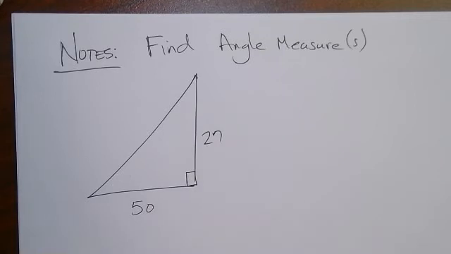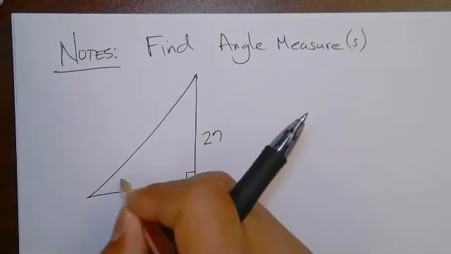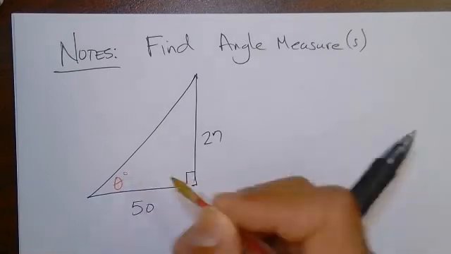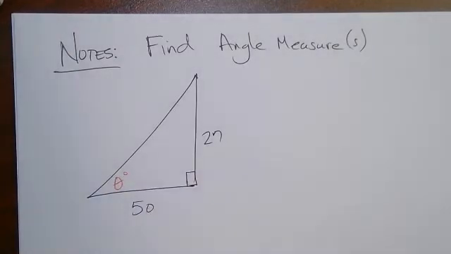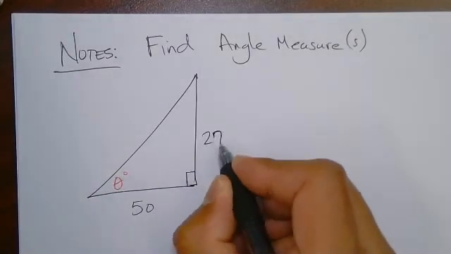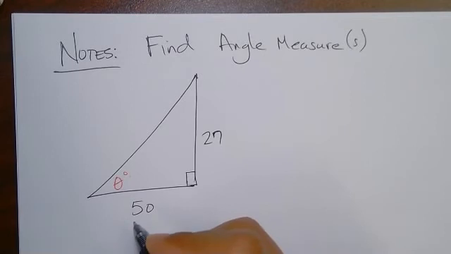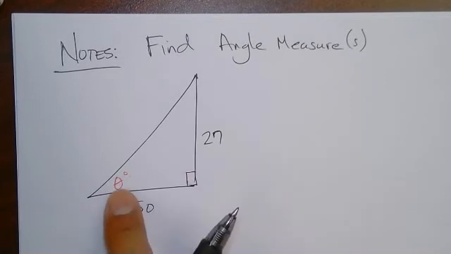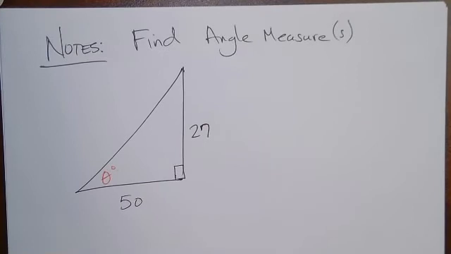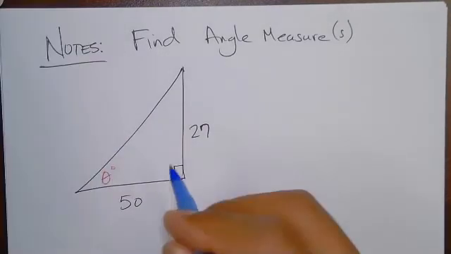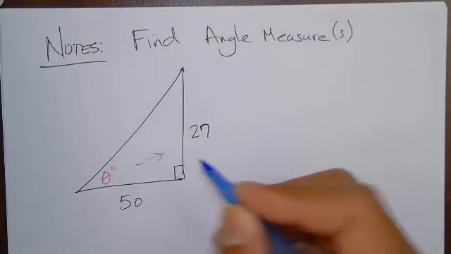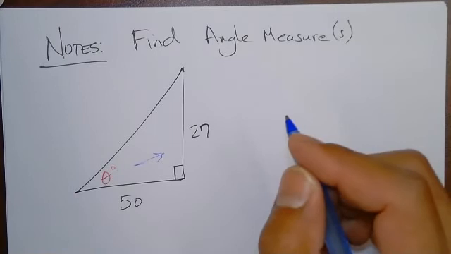So let's say we got a right triangle and this side is 50 and this side is 27. And I want to find this angle right here. What is this angle? That's a symbol for an angle. I'm trying to find this angle. This is the assignment from before, right? So what do we have to do? Well, we look at this just like the warm-up today.